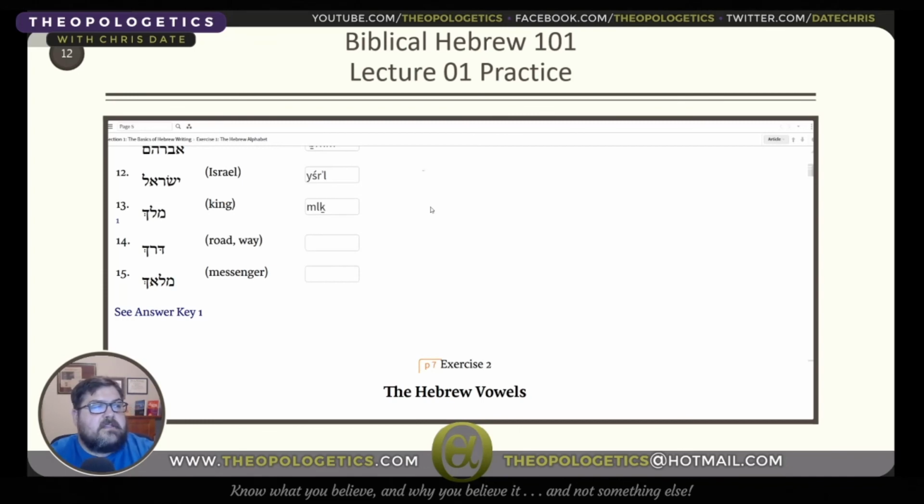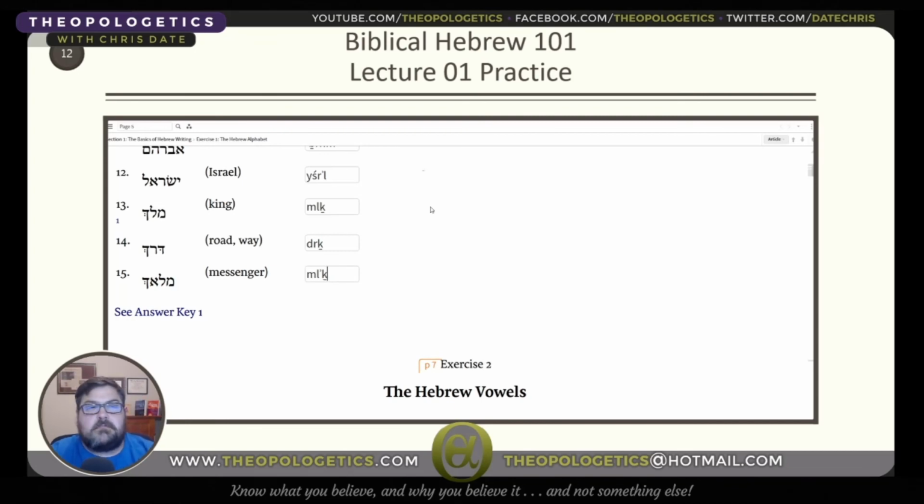Road or way is derech. The dalet has a dagesh, so we don't put a line under the D. The reish is transliterated R, and the final kaf, lacking a dagesh, is transliterated with a K and a line under it. Finally, malach is the word messenger. The mem is transliterated M, the lamed L, the aleph rightward pointed apostrophe-like symbol, and final kaf, K with a line under it.